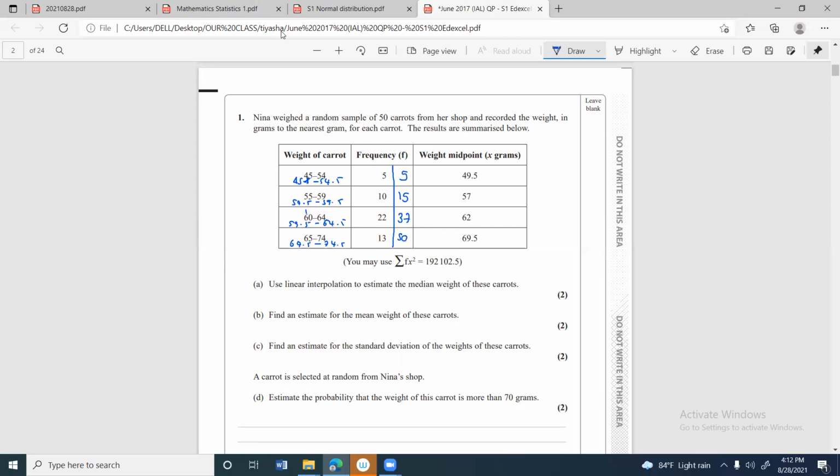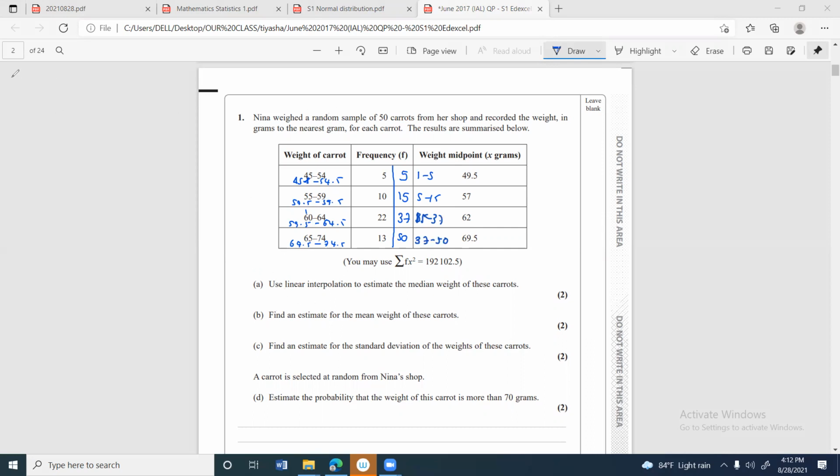Then we need to understand physically what we mean by this 5, what we mean by this cumulative frequency 15, what we mean by cumulative frequency 37 and so on. That means the first to 5th information is in this category, 5th to 15th information is in this category. Then here 15th to 37th is in this category and 37th to 50th is in this category. That's what this cumulative frequency means.